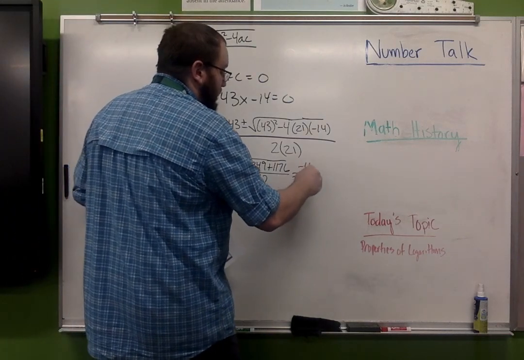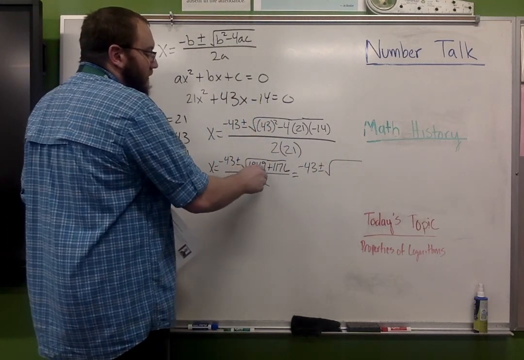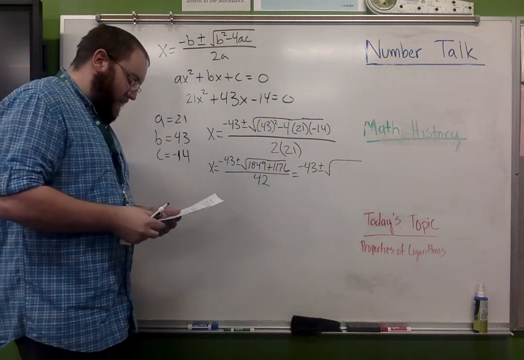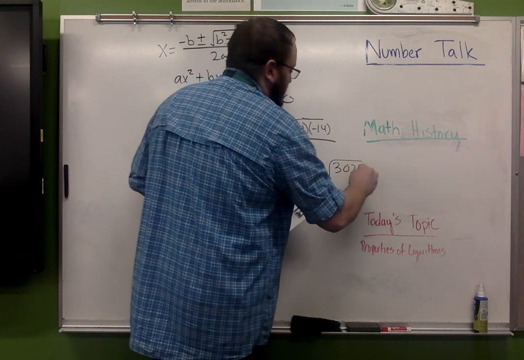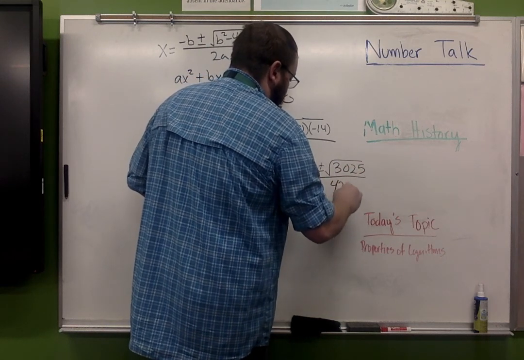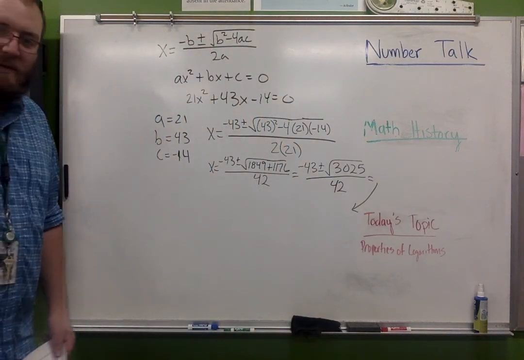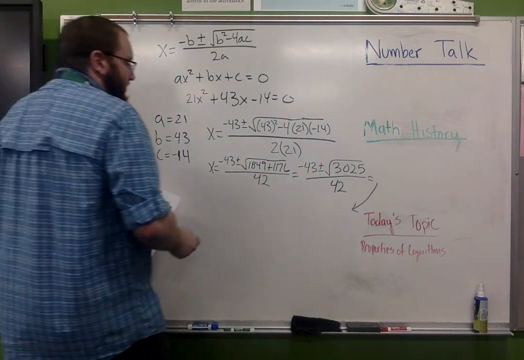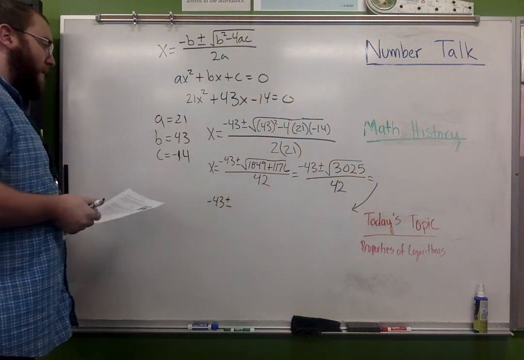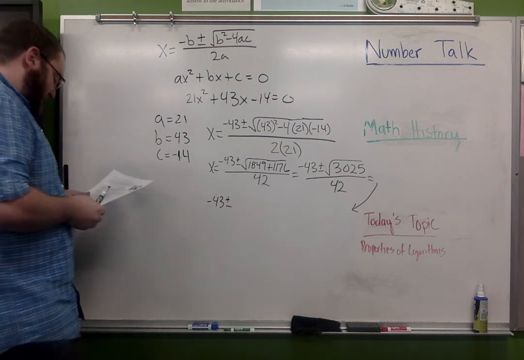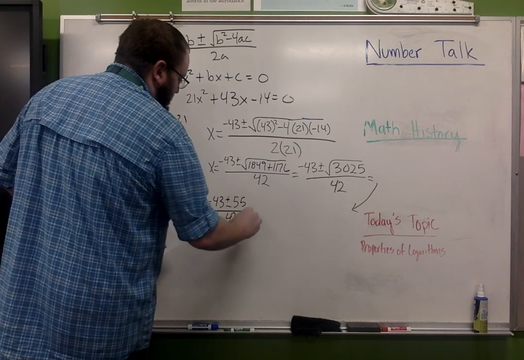So then we simplify some more. Negative 43 plus or minus the square root of 1,849 plus 1,176. That is 3,025, divided by 42. Obviously, you can use your calculator to do a lot of this. So then we have negative 43 plus or minus the square root of 3,025, which is 55, over 42.